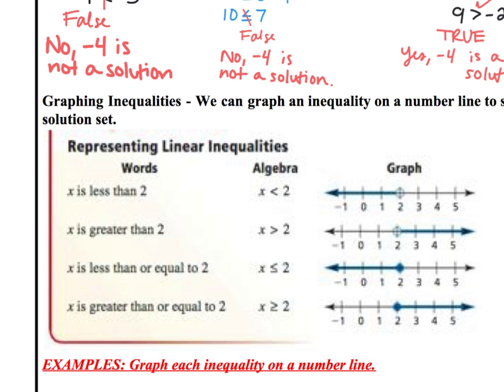Now we've got graphing. If I am graphing things that are less than or greater than, then I use an open circle. If I have less than or equal to, or greater than or equal to, I use a closed circle. So you have some examples here.